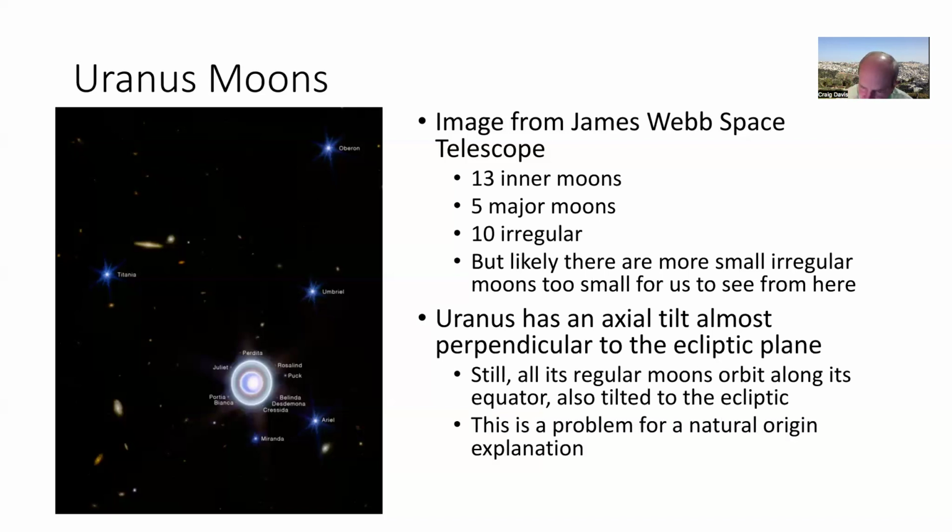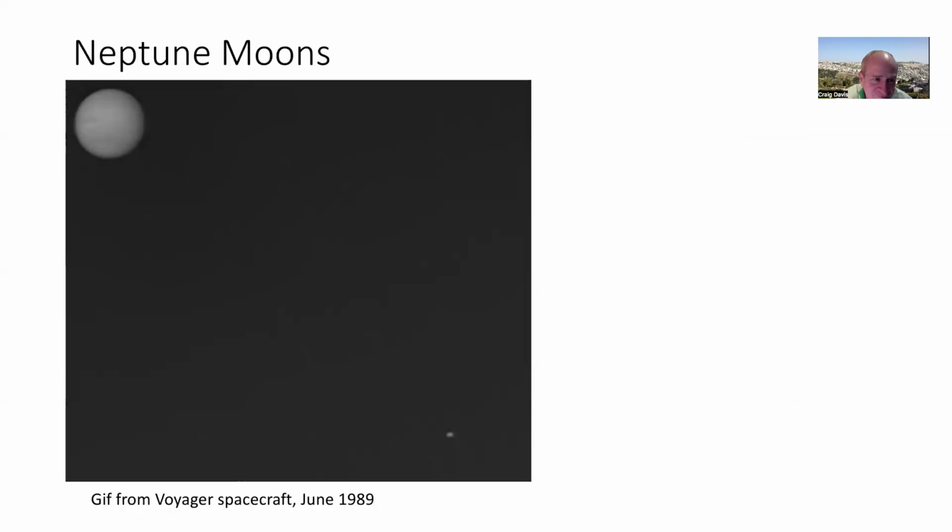This is a problem for a natural origin explanation because usually you want to explain Uranus having an unusual rotation by the idea that something big hit it and knocked it off its regular rotation. But for that to work, you'd have to have whatever hit it very early in its development before any of the regular moons came off, which is just sort of strange to imagine.